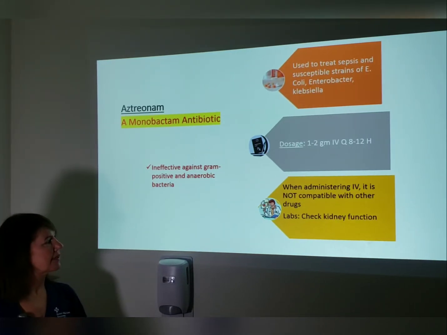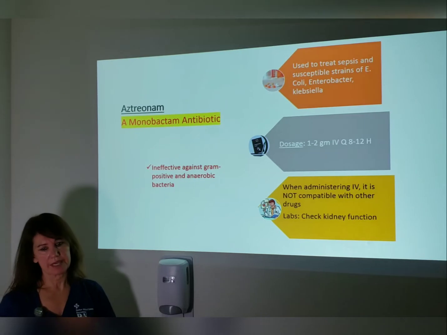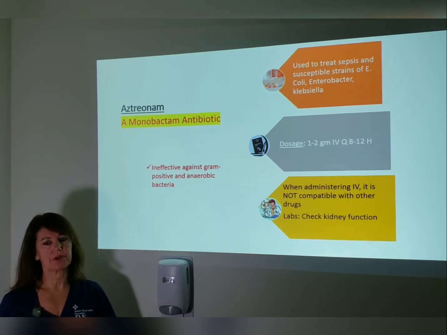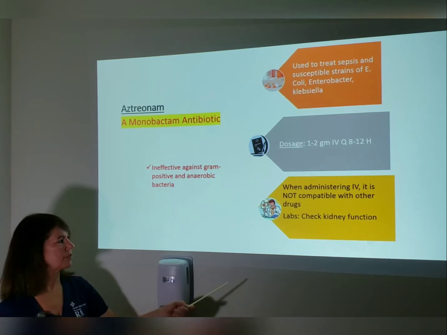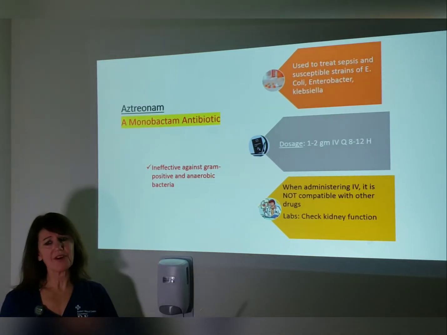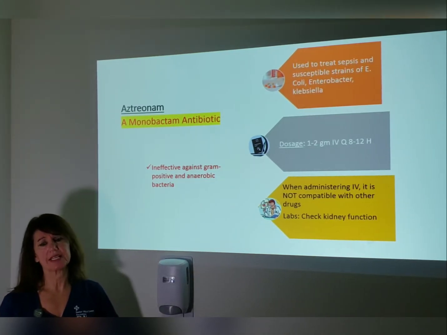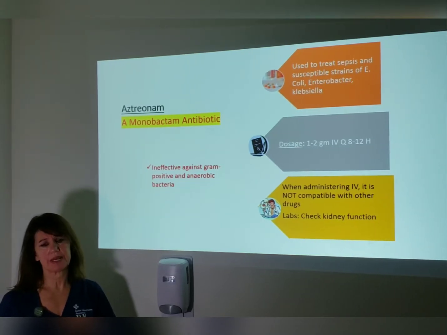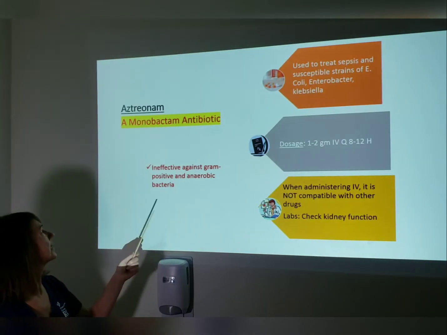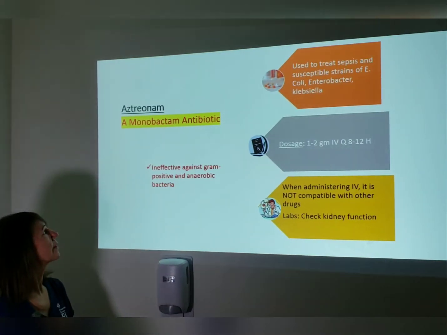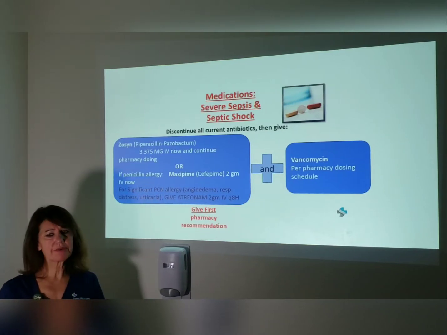And when administering IVs, it's not compatible with many other meds. So really check the compatibilities when you're hanging it and flushing the line in between. Check kidney function. With all the antibiotics, you're going to want to know what the kidney function is. So that's why it's good to get that chem panel when somebody screens positive, so we know their creatinine and BUN is.